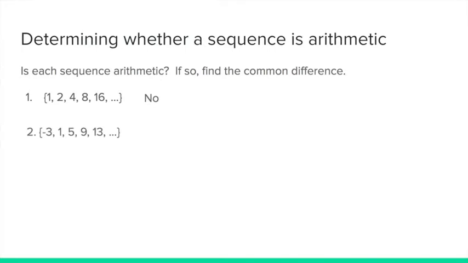All right, for the second sequence, -3, 1, 5, 9, looks like we'd add 4 to go from -3 to 1. And if we add another 4, we get 5. If we add another 4, we get 9, etc. So each time it looks like we're adding 4. So this would be a yes, this is arithmetic, and the common difference is 4.